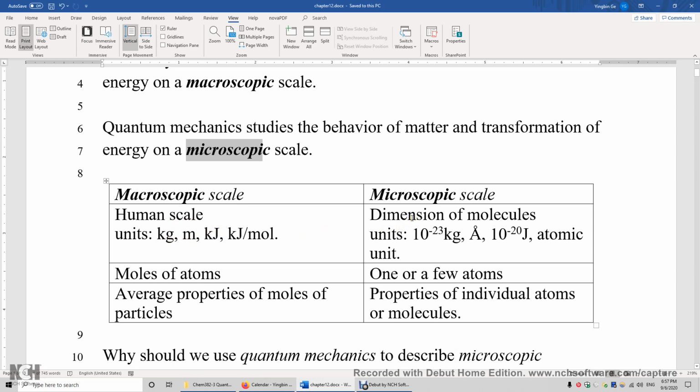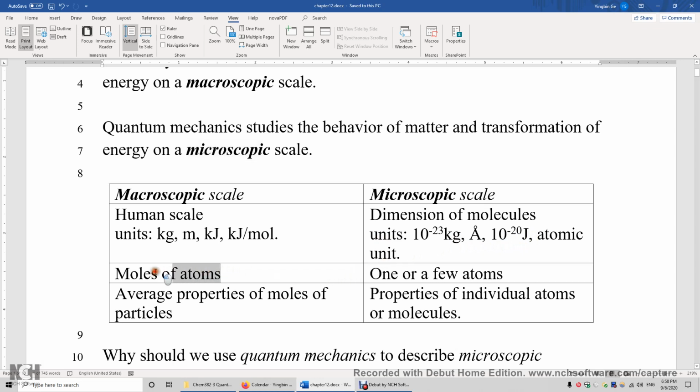On the microscopic scale, we're looking at molecules or atoms. We're looking at 10 to the power of negative 23 kilograms for atoms or molecules. We use angstroms or nanometers for length. What about energy? Very small, 10 to the power of negative 20 joule. And sometimes we use atomic units in quantum mechanics.